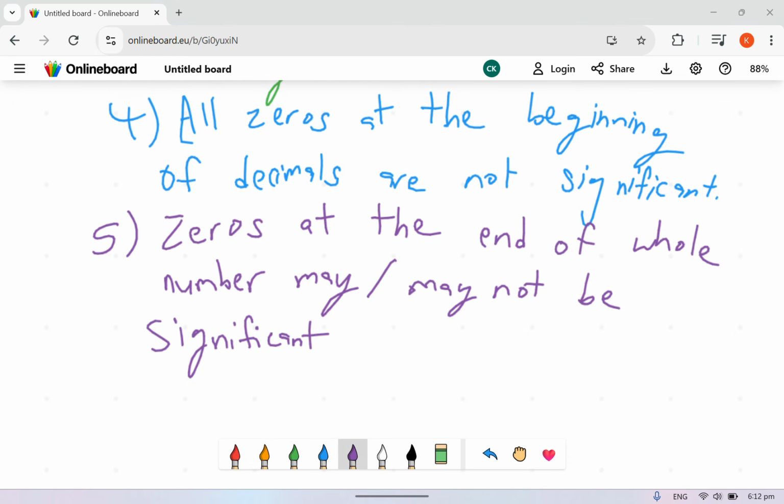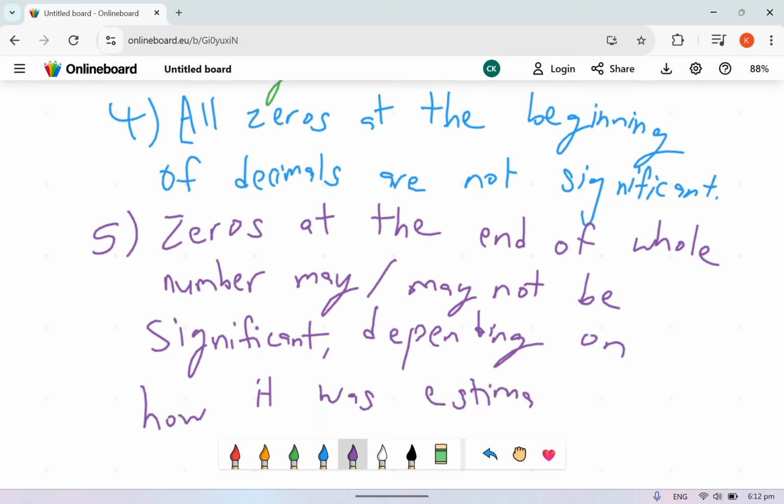Last rule. Zeros at the end of a whole number may or may not be significant. And you'll be like, wait, what? I'm not joking with you. They may or may not be significant depending on the situation. What I'm trying to say is it depends on how it was estimated. Now, don't worry, I'll give you a lot of examples so you understand. This is the hardest rule to explain, so listen up.